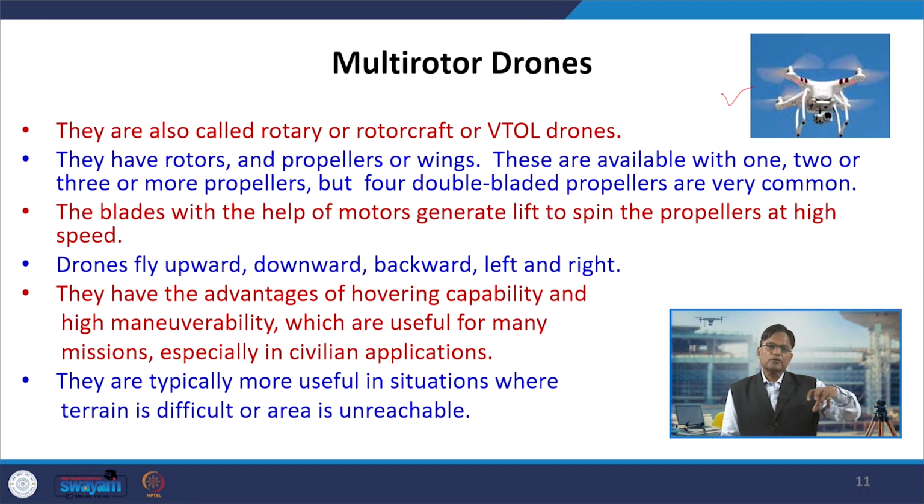If you have to hover, if you have to move over an area, there is high maneuverability, which is useful for many missions, especially in civilian applications. It can stay at a point, and it can also move. So if you want to continuously monitor one area, then these are very useful. They are typically more useful in situations where the terrain is difficult or the area is unreachable, because you can control it from the ground, send it to those areas and collect the images or data of the area.